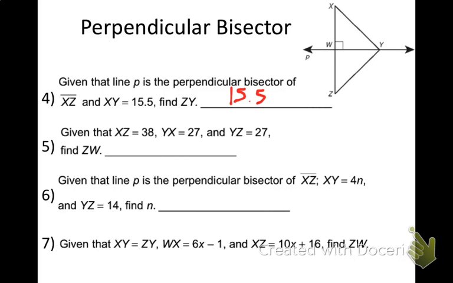Number 5. Given that XZ is 38, YX is 27, and YZ is 27, find ZW. What do you say about ZW, Ryan? Good work. Because if the whole distance is 38, half of that has to be 19. Nice job. Number 6. Given that line P is the perpendicular bisector of XZ, XY equals 4N and YZ equals 14, find N. Jersey, what do you say N is?